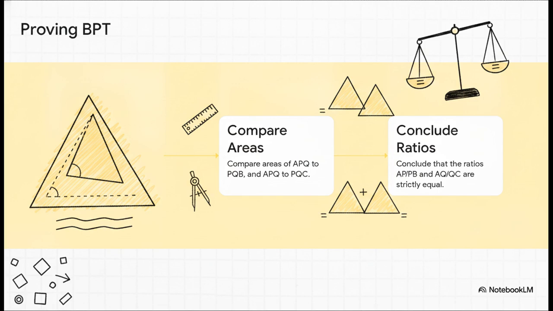So, how do we actually prove this? Well, step 1, we draw segments PC and BQ. This neat little construction gives us triangles of equal heights. Step 2, we use what we already know about areas. We compare the area of triangle APQ to PQB and then APQ to PQC. And since triangles with equal heights have areas proportionate to their bases, we naturally flow right into step 3. We can mathematically conclude that the ratio of segment AP over PB is strictly equal to the ratio of AQ over QC. See? It all connects.